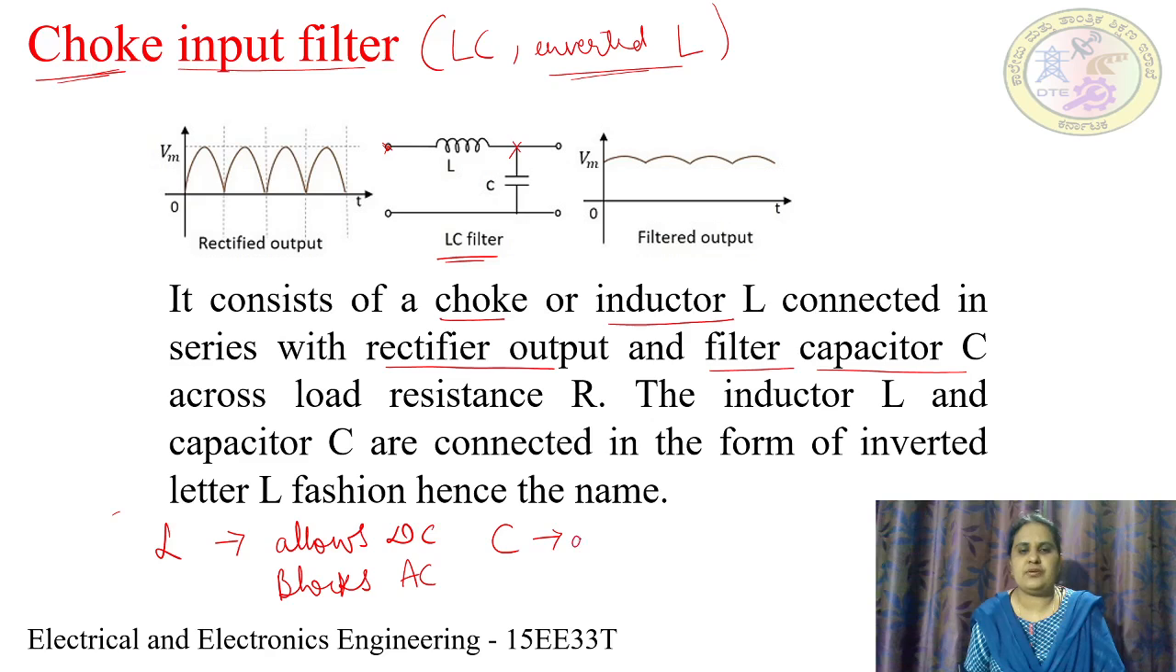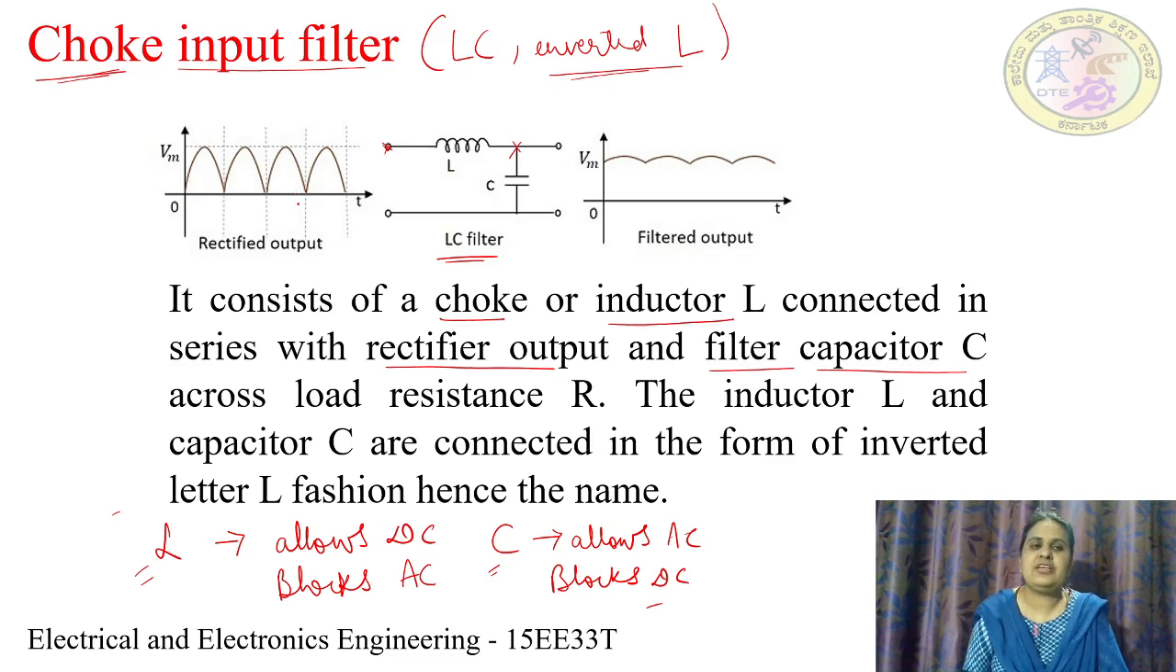Capacitors are the opposite: they allow AC and block DC. We can say it this way. Okay, so this I told you in the previous class also, and at the starting of this class also. You have to remember this one, then only you will understand.